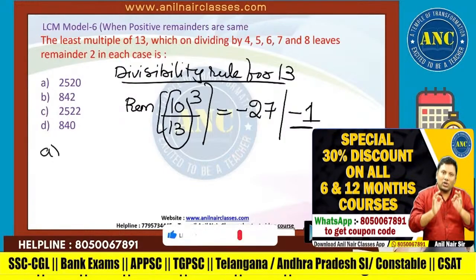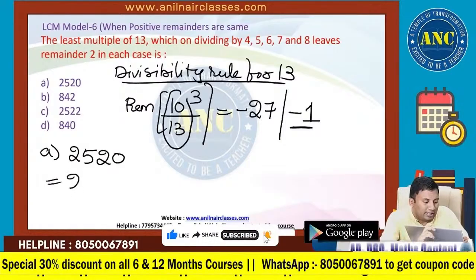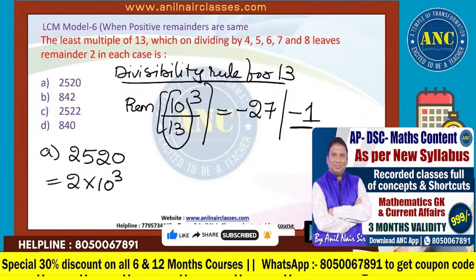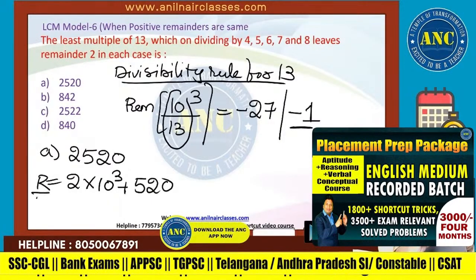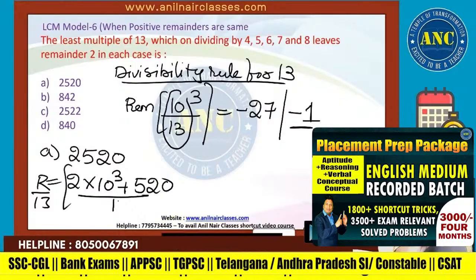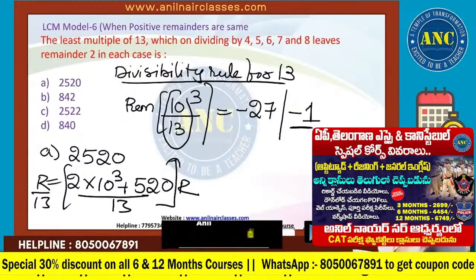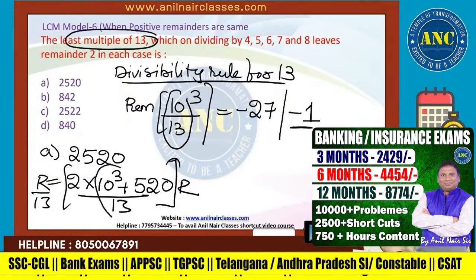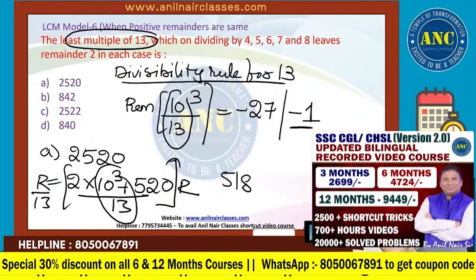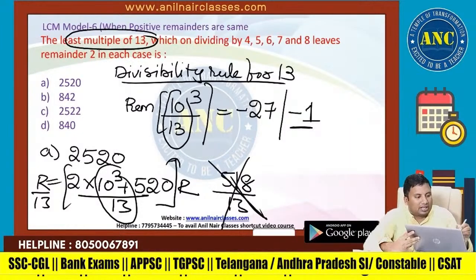So how you can do it is: 2520. You can write it as 2 into 10 cube plus 520. If I divide this number by 13, why are we dividing it by 13? Because the question is saying that it is a multiple of 13. 10 cube by 13 is minus 1. 512 minus 12 is 518. 518 is not divisible by 13.